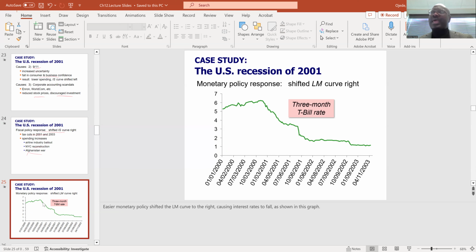The Federal Reserve also countered, so we used both monetary policy and fiscal policy to counteract the aftermath of 9/11 on the economy. While Congress was raising spending for New York City reconstruction projects, the Afghanistan war, and bailing out the airline industry, the Federal Reserve was lowering interest rates to keep the economy strong as well. So you can see the monetary policy response. Interest rates on 3-month Treasury bills are falling. They went down. That's how the Fed was responding.